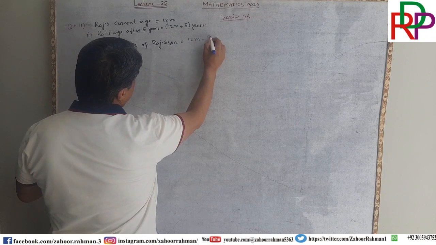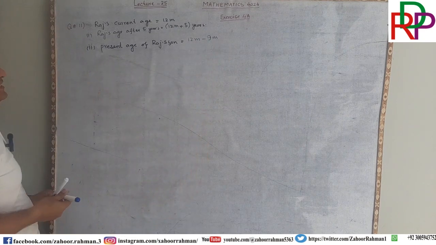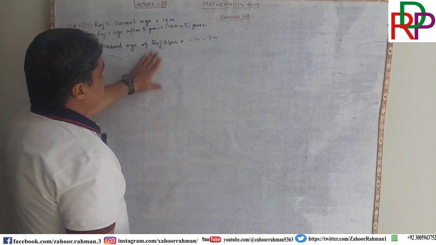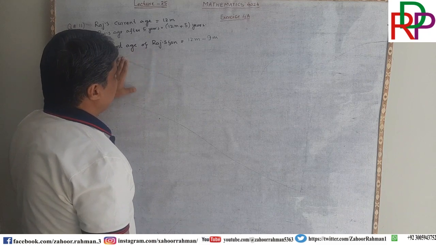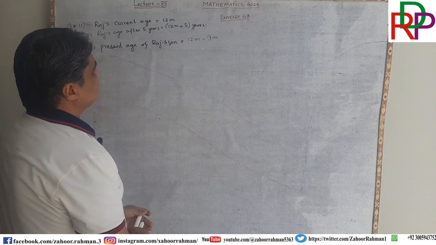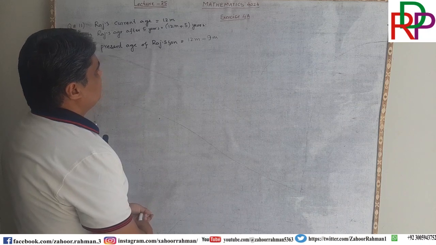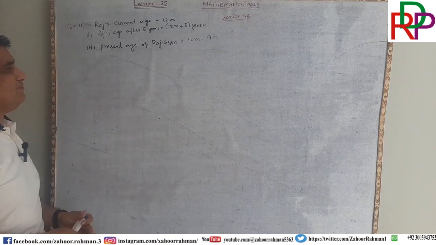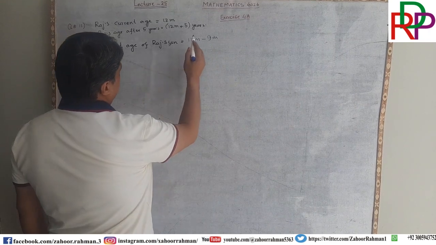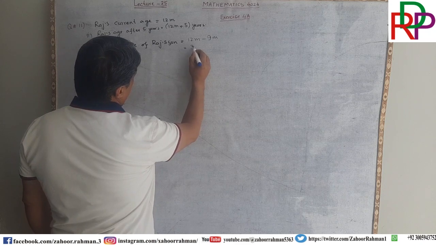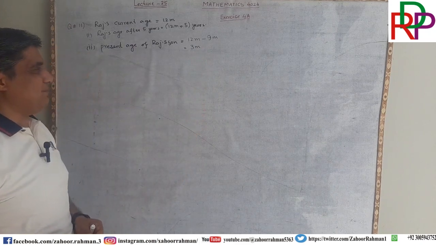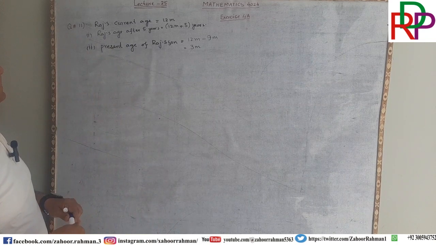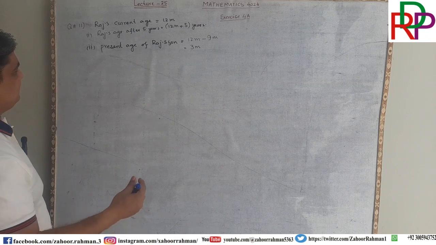12m minus 9m, because when his son was born, the father's age was 9m. So you have to subtract that 9m from the 12m. So it means that it will give us 3m. Okay, that was the present age of Raj's son.